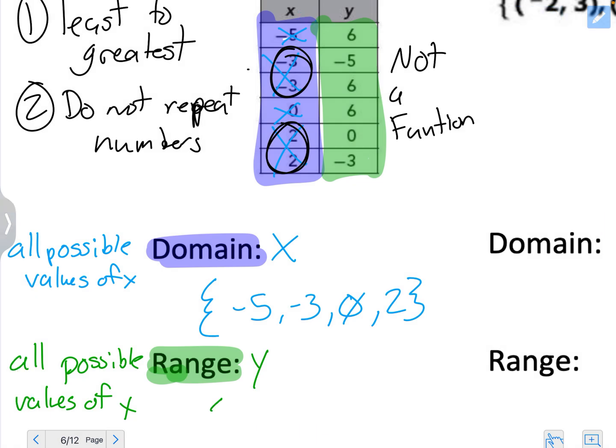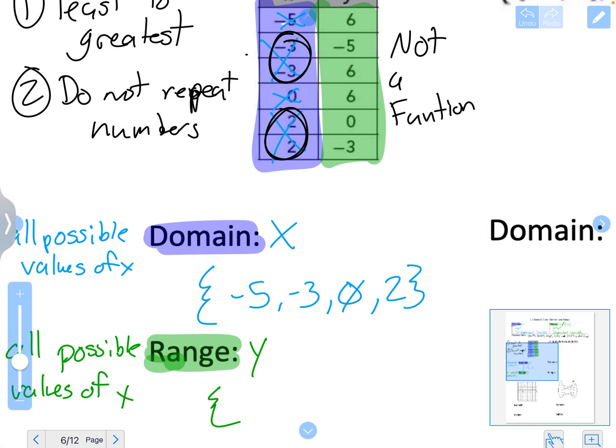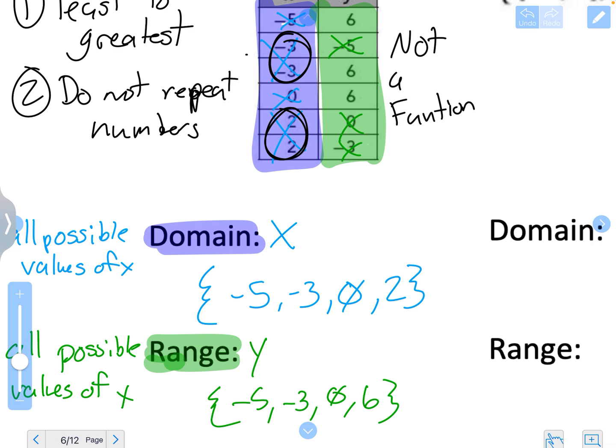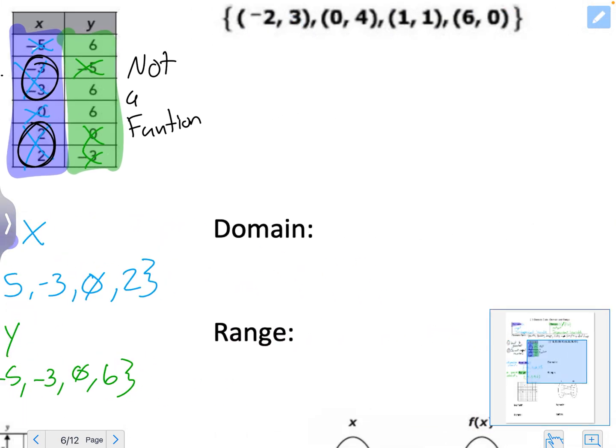So now we're going to do the same thing with our range. My smallest number is -5. Then we've got -3, then a 0, and then the rest of my numbers are 6. And that's all we do. We write them from least to greatest, and then we do not repeat numbers if they happen to repeat.